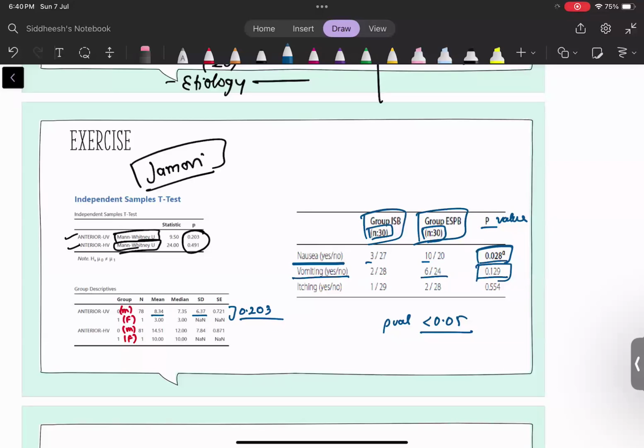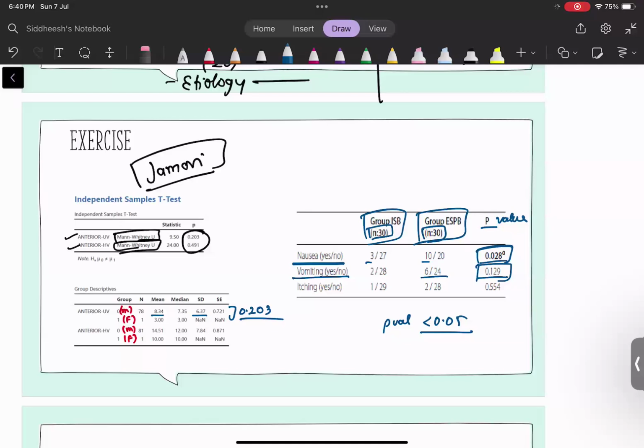Okay, others, do we have any doubts? Siddesh, the 10 by 20, what is coming for nausea? That means for 10 patients there is nausea and for 20 patients there is no nausea. Correct? The same principle applies to the other three groups as well, for group ISB as well as for ESPB. Correct?